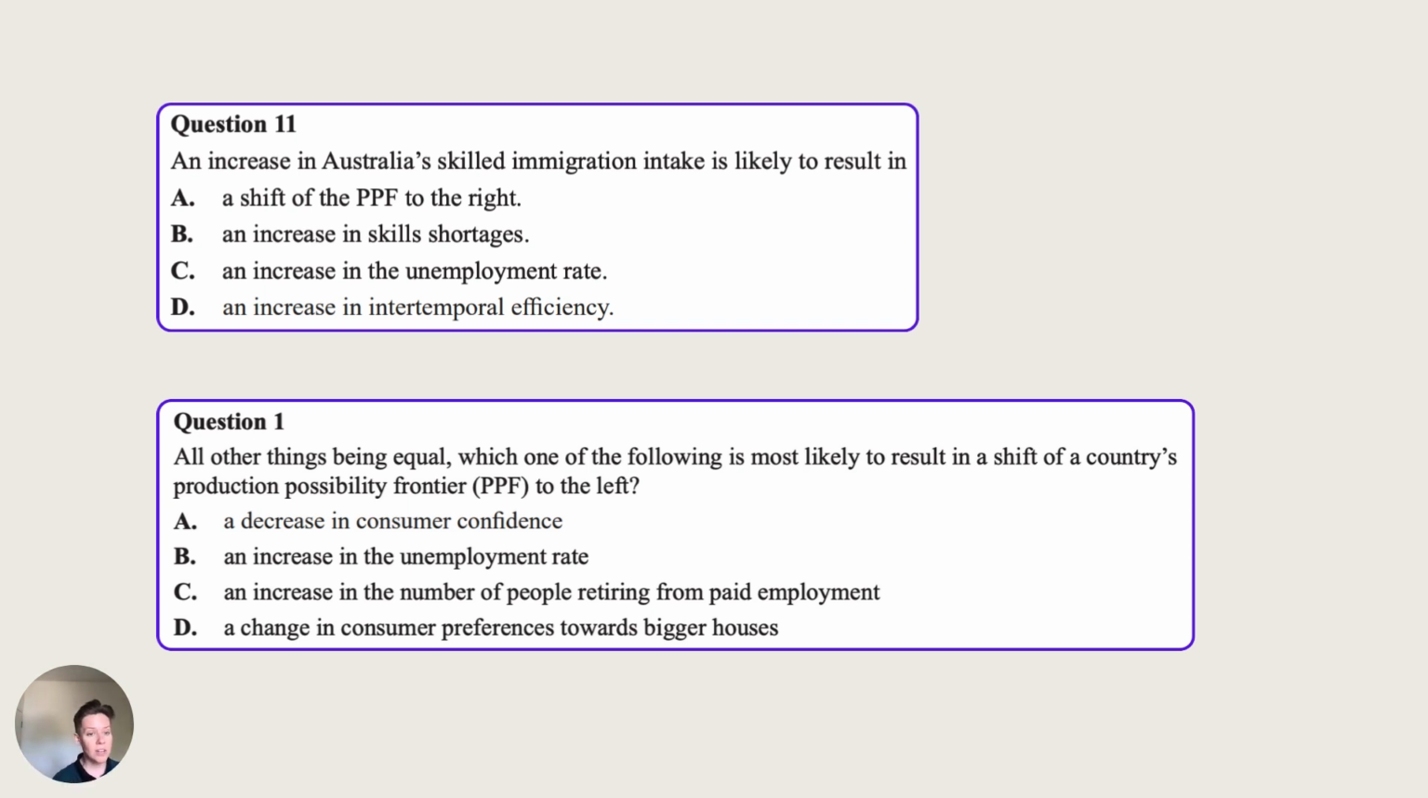So C is looking really good, but as always, I'm going to go through D just to confirm. A change in consumer preferences towards bigger houses. That's so random. No idea what that even means, okay? It's really got nothing to do with it. So to me, C is looking very good.